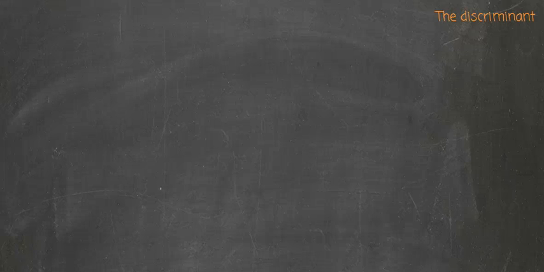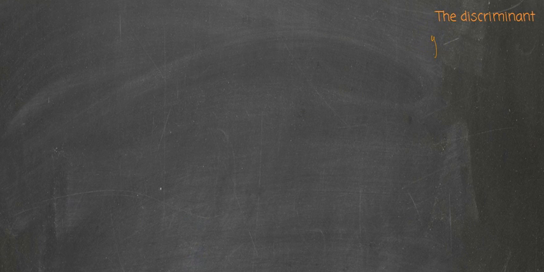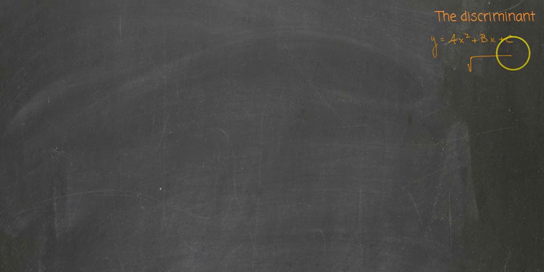All right, so just like a simple quadratic formula, let's review that real quick. If I have an equation y equals ax squared plus bx plus c, I can calculate the discriminant, which really is just the part underneath the radical in the quadratic formula. And from the discriminant, I can determine the types of solutions for my quadratic.